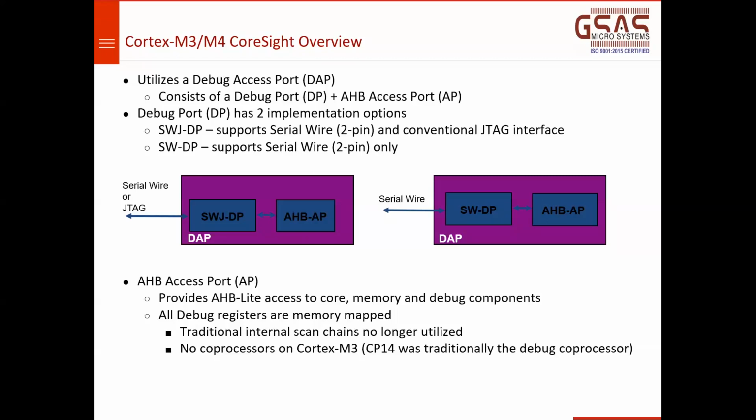The AHB access port is a block which is connected to the debug logic implemented inside the Cortex-M processor core through the AHB bus or AHB-Lite bus. AHB-Lite is an internal bus of the ARM Cortex-M processor core. Through this access port, as the name suggests, we can access the features of the processor, like processor, memory, and peripherals.